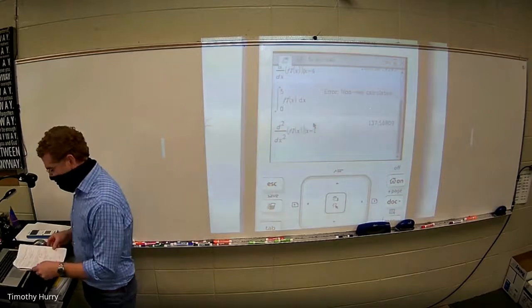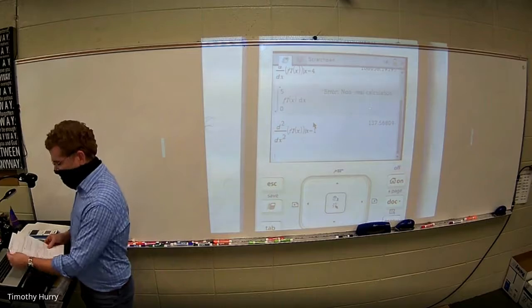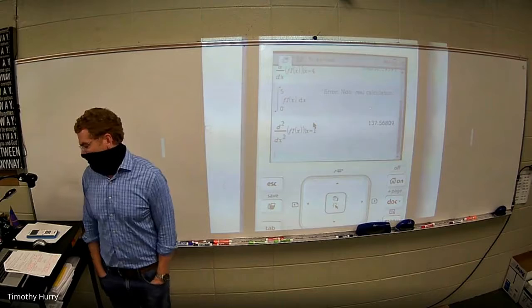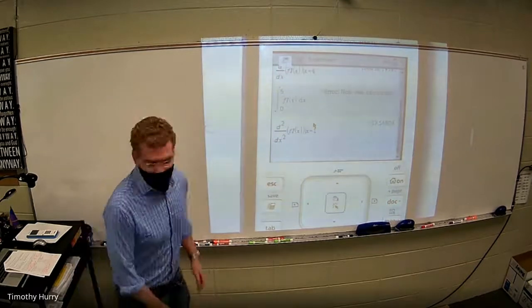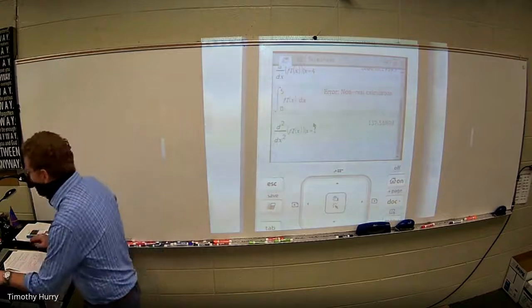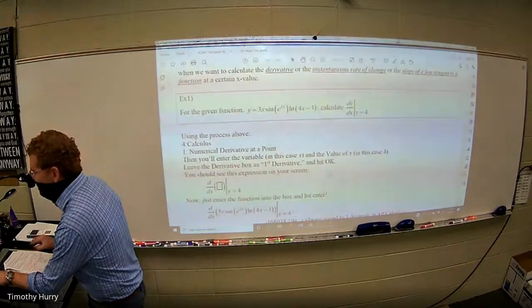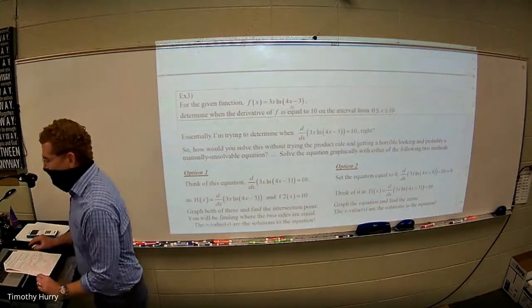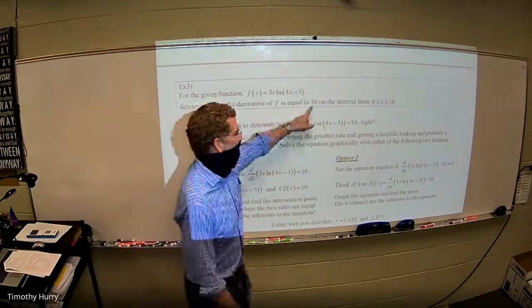So like if you look at this third, I think it's example 3. Yeah, example 3. It says for the given function, determine when the derivative of f is equal to 0. I'm sorry, is equal to 10. So now I want to determine, here I'll pull this back up. Okay, so this is asking now on example 3, determine when the derivative of f, which I don't even know yet, when is the derivative equal to 10?